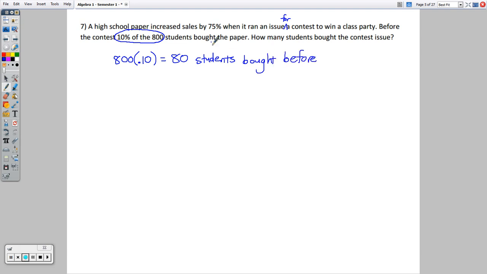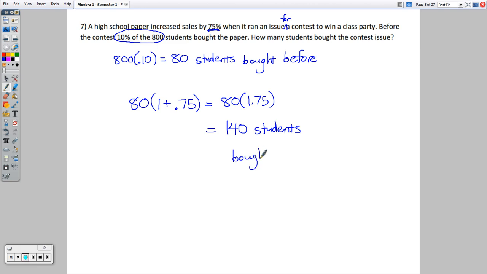And then for the contest issue, it says that the sales increased by 75%. So we'd be taking 80. You could multiply that by 100%. That's no increase at all. But then add 75% to that. So plus 0.75. This would be 80 times 1.75, which would be 140 students that bought the contest issue. So that's it. Box that in. Final answer.